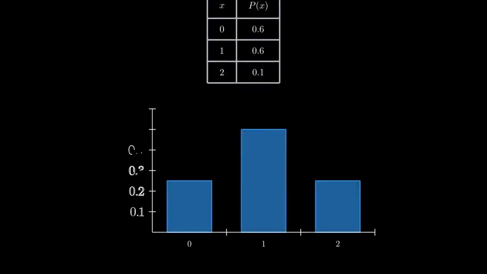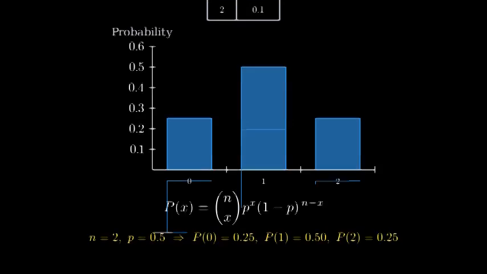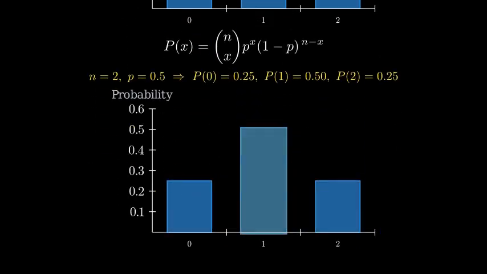A probability histogram is just like a relative frequency histogram, but the vertical axis shows probabilities instead of sample fractions. Let's draw the histogram for X equals 0, 1, 2 with those probabilities. These numbers come from the binomial formula. P of X equals the combination of n choose X times P to the X times 1 minus P to the n minus X. For 2 trials, and P equals 0.5, we get 1/4, 1/2, and 1/4.